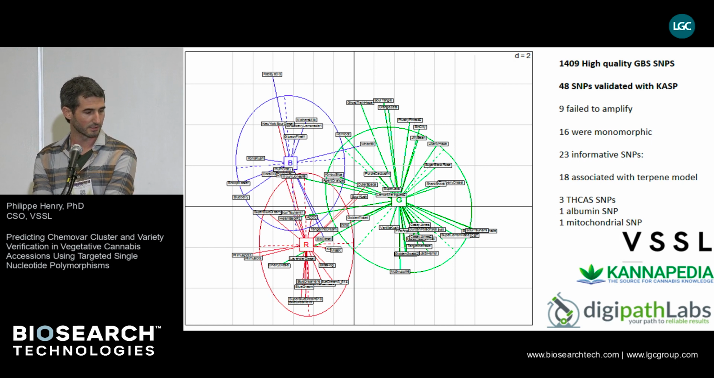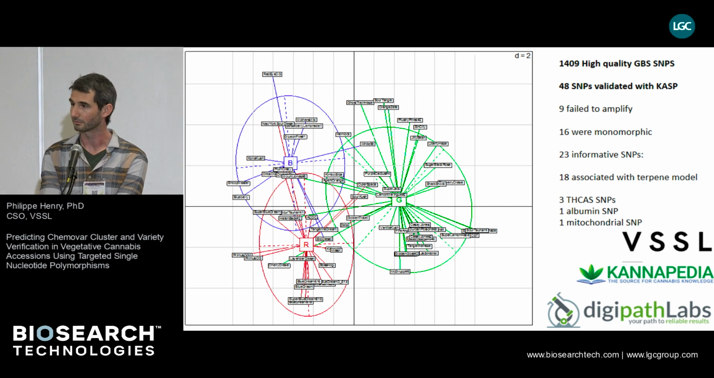Turned out that 9 out of the 48 failed to amplify or provide any amplification with this technique. The reason for that being a very scattered genome that we used, which was about 6 or 7 years old at the time, and has been recently replaced. We found that there were some discrepancies between the genotype by sequencing approach.